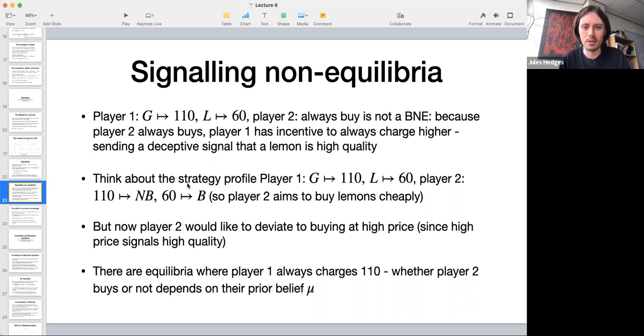Here's another thing that we could do. Let's see if we can repair this strategy profile to see if we can find an equilibrium. So suppose player 1 sticks to the same signaling strategy, but player 2 will not buy at a high price, but will buy at a low price. So we think of player 2's goal as to buy lemons cheaply and not bother with good cars. But now player 2 would like to deviate. Because player 1 is signaling the type, player 2 would like to deviate to buying at a high price, because high price is signaling the quality.